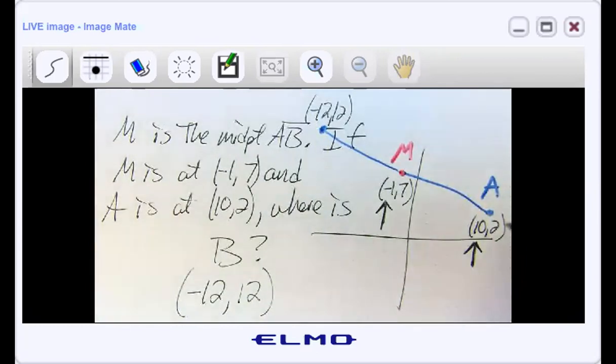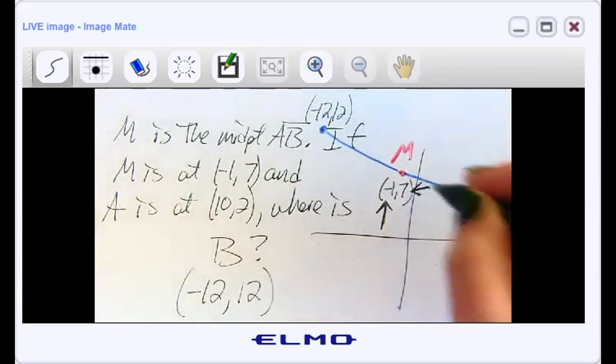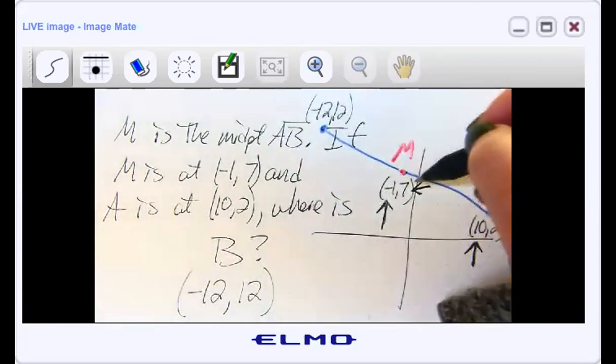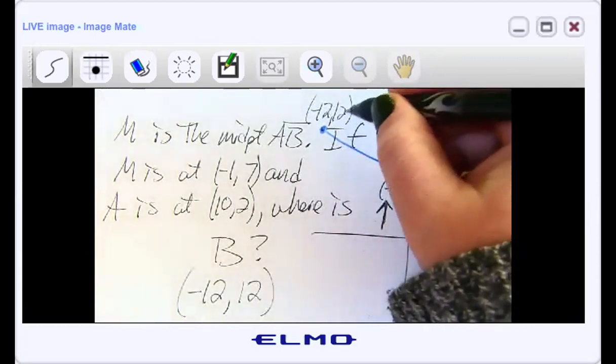So let's see, I was at 2, and then I got up to 7. Well, how do I get from 2 up to 7? I add 5. So I have to do the same thing to get from M all the way up to where B is. So notice that 7 plus 5, that's how I land on 12.